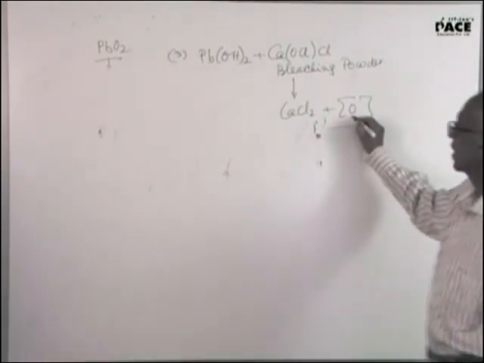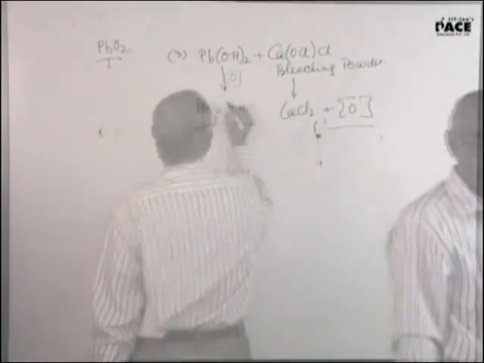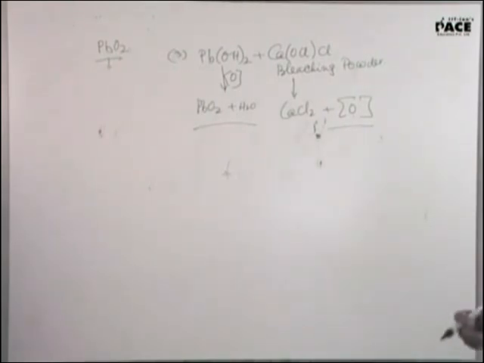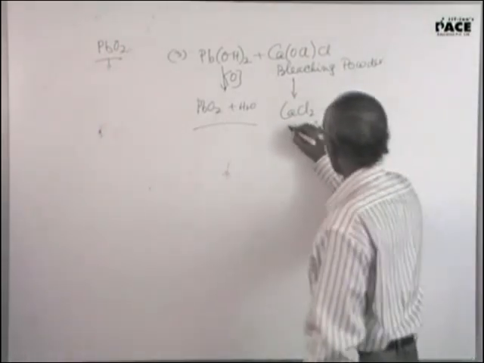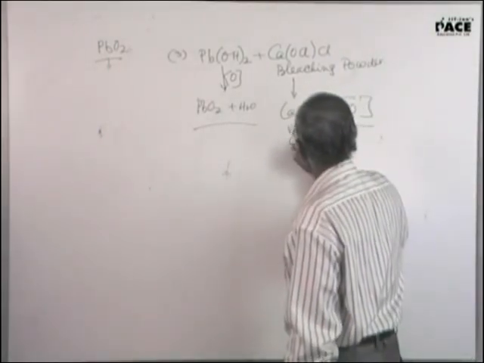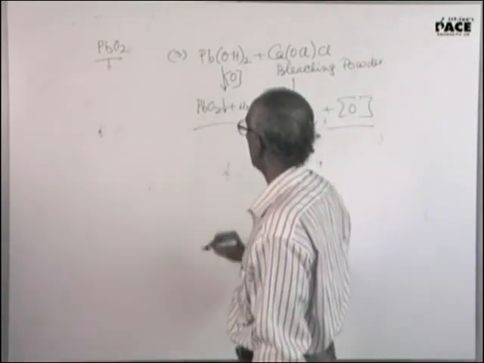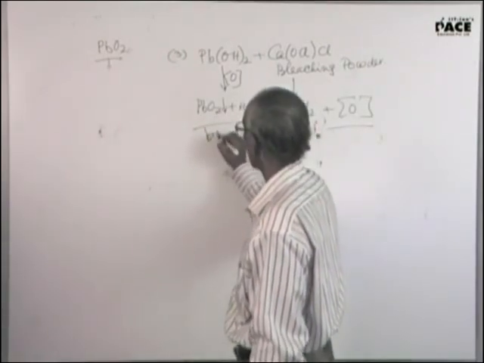And this nascent oxygen oxidizes just like the earlier reactions. Nascent oxygen oxidizes lead 2 to lead 4 and gets reduced to oxide ion. Remove a molecule of water, you get lead dioxide. Calcium chloride is water soluble, whereas lead dioxide is water insoluble, so you get a brown precipitate.